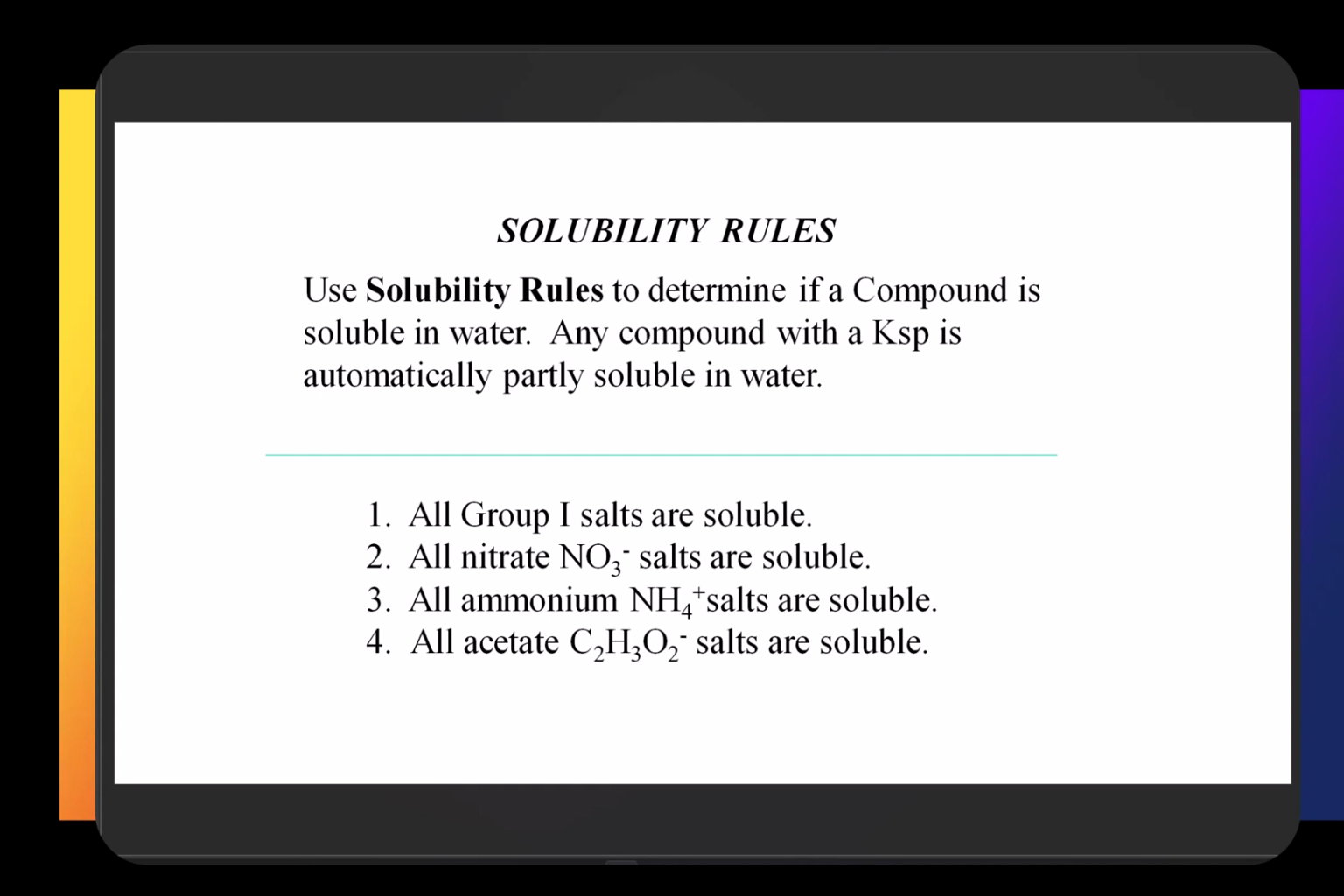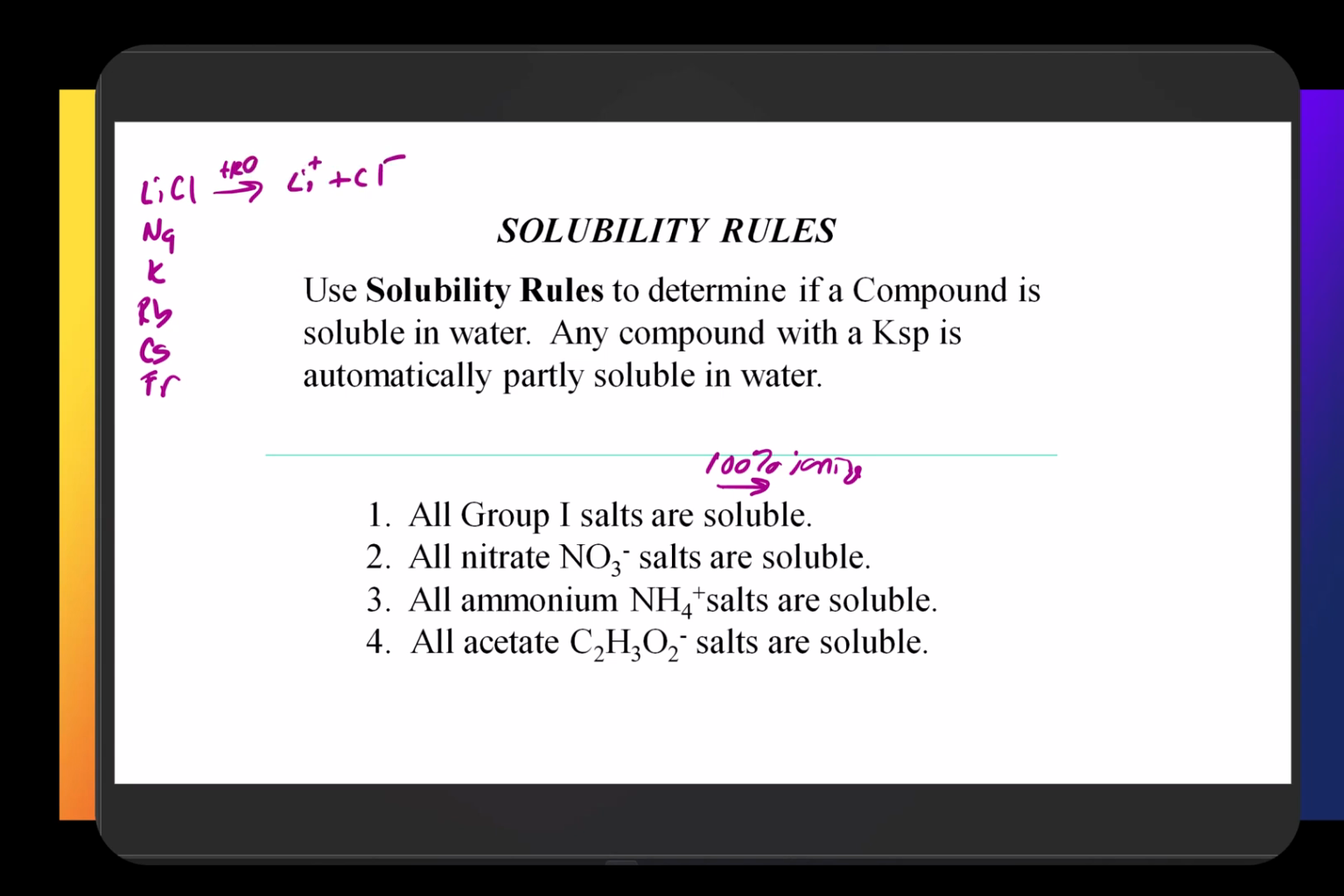All group 1 salts are soluble. So if you look at group 1 in the periodic table, the first element is hydrogen, which doesn't count as a metal. Then we have lithium, sodium, potassium, rubidium, cesium, and francium. We're saying that any compound that contains one of these metals is automatically completely soluble in water. And by soluble, we mean completion arrow, we mean 100% ionized.